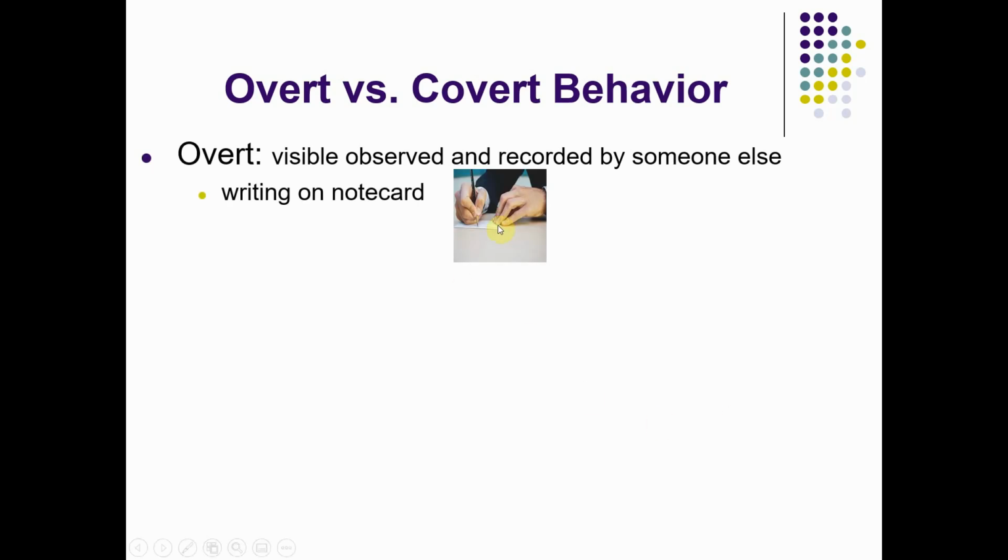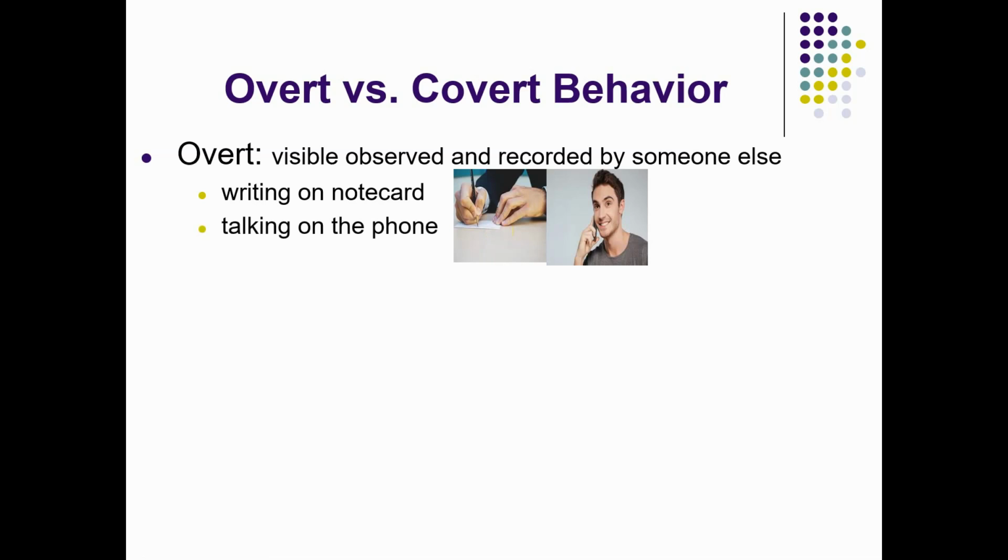So writing on a note card. If somebody's trying to increase studying behavior, they may decide that they're going to increase their use of note cards, and writing on a note card could be observed and recorded by somebody else. Talking on the phone is another example of an overt behavior. Somebody could see somebody talking on the phone, and they could record the person talking on the phone.